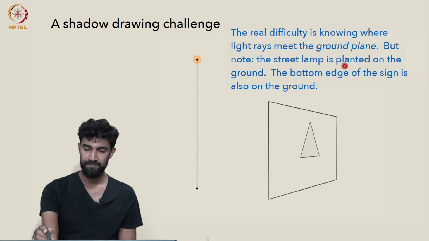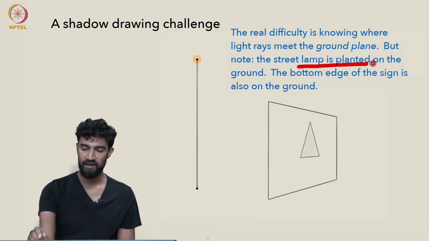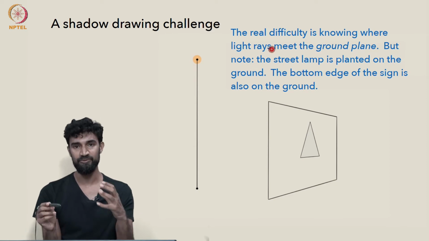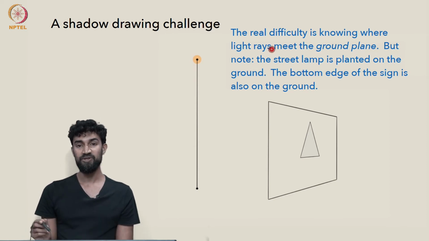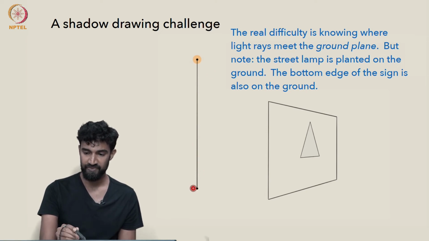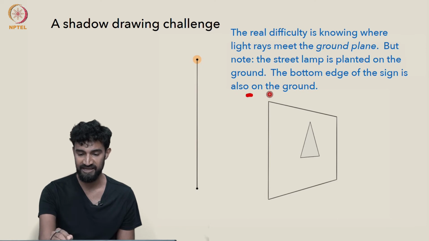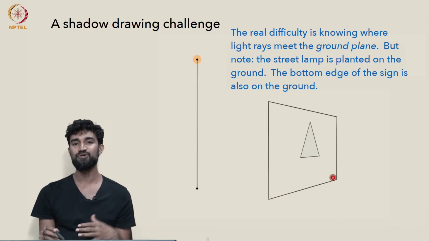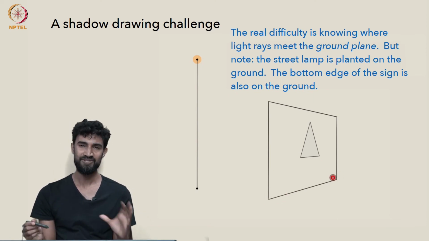Somehow we need to know something about the ground plane to know where the light rays meet the ground. One thing to notice is that the street lamp is planted on the ground. And similarly, the bottom edge of the sign is also planted on the ground. So we know something about the ground. So you have somewhere to start.